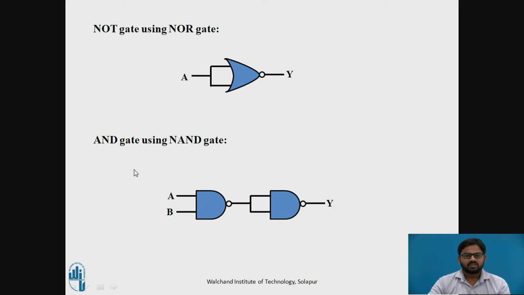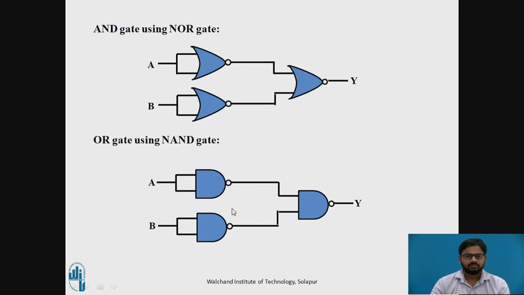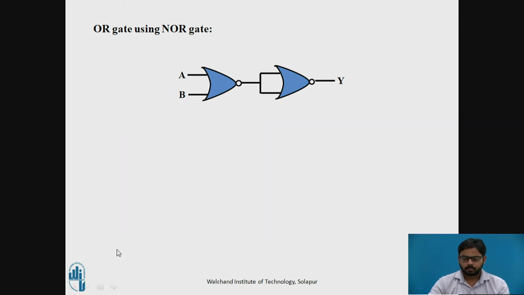For realization of the AND gate using NAND gates, you need 2 gates. With the help of 2 NAND gates, you can realize the AND gate. AND gate realization using NOR gates requires 3 NOR gates, and OR gate realization using NAND gates requires 3 NAND gates. In this way, you can realize the basic gates using the universal gates. Universal gates are NAND and NOR gates.